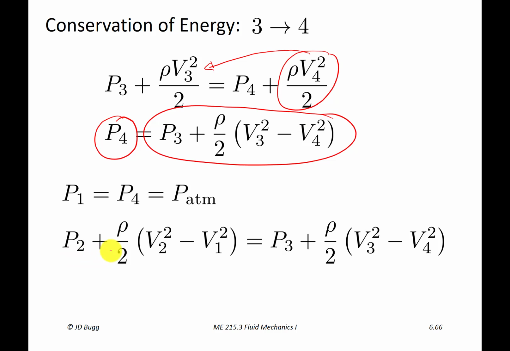So P2 plus rho over 2 times V2 squared minus V1 squared equals P3 plus rho over 2 times V3 squared minus V4 squared. So we're starting to relate properties in front of the turbine to properties behind the turbine. Remember, we also said earlier when we were looking at conservation of mass that V2 is equal to V3. There's no change in area, therefore there's no change in velocity. So we can get rid of a couple of terms here. V2 and V3 cancel each other out because they're equal.